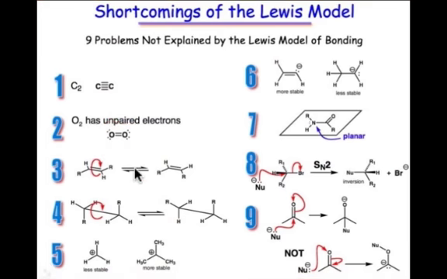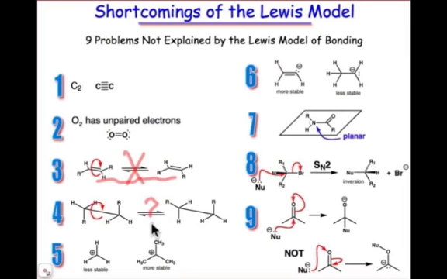We know that there is a barrier to rotation that is very large for carbon-carbon double bonds, and nothing in the Lewis model explains that behavior. On the other hand, rotation about a carbon-carbon single bond is very easy, but there is a barrier, and where does that barrier come from? That's something that the Lewis model can't explain.